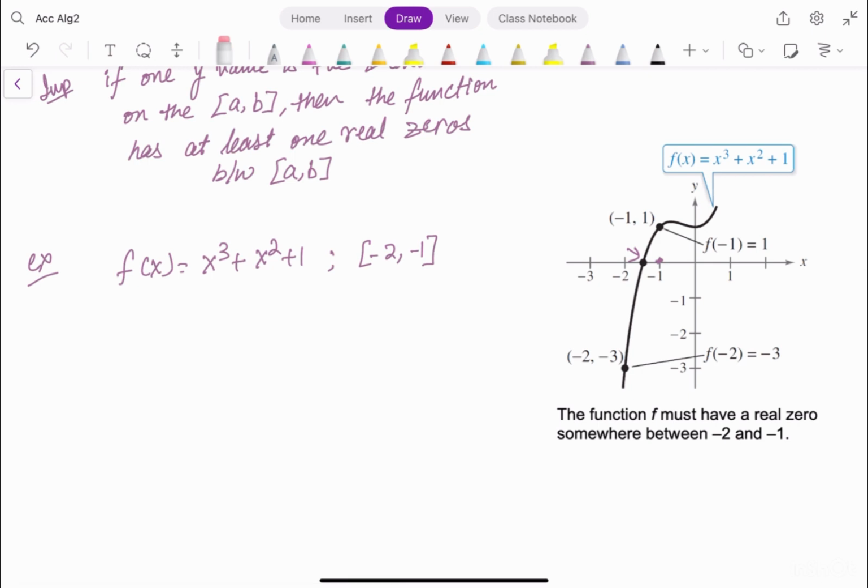So that interception, that means the x-intercept, that is the real zero, is between the closed interval that we are looking for, f of -2 and f of -1. So f of -2 in this case is negative because we have a -3 value, and f of -1 is positive. So one y value is positive, another y value is negative. That implies, and that too in the closed interval -2 and -1, that the continuous graph will touch the x-axis at at least one real zero. That is a very, very beautiful property of IVT.